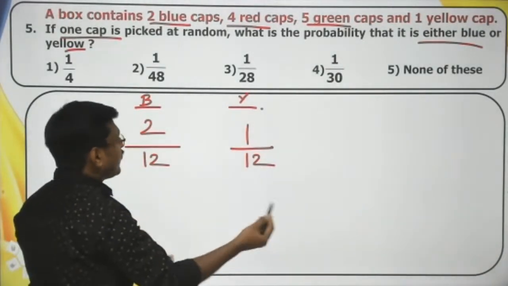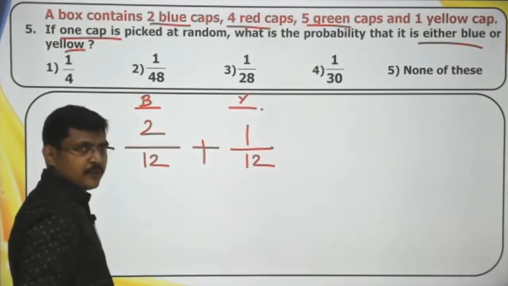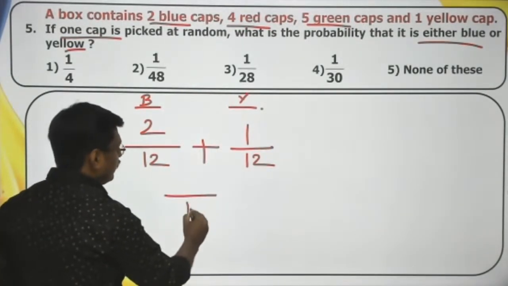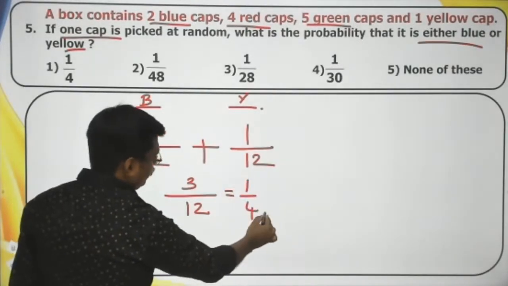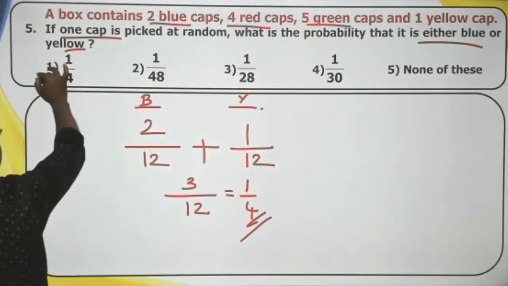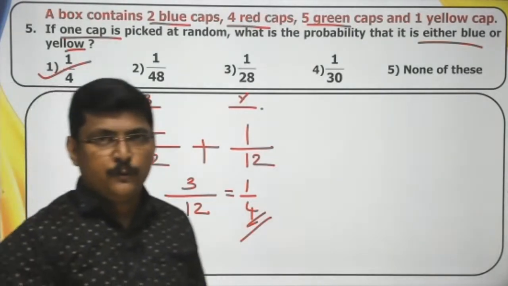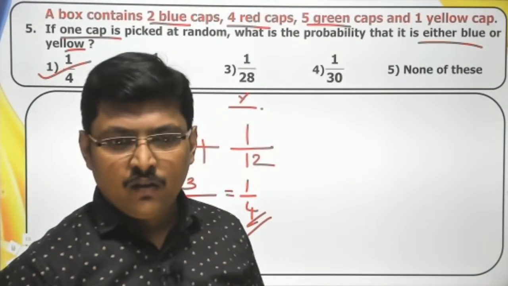Since it is an OR condition, we need to put a plus sign. So the denominator is the same, 12, numerator 2 plus 1 is 3, on cancelling it is 1 by 4, correct? So for this question the answer is option number 1, 1 by 4. Yes, all got the answer.